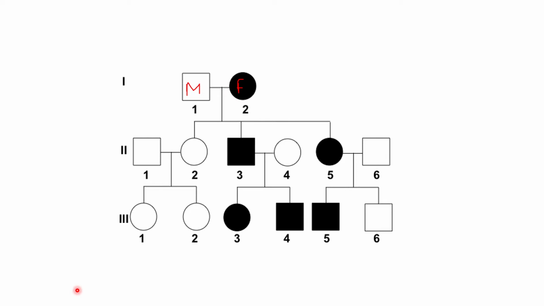Shaded shapes mean they are affected by the trait that they want to track. So as we can see here, this is a recessive trait, since if it was a dominant trait, the male would have also been affected. If you can't remember: recessive, 2 small; dominant, 1 big, 1 small.